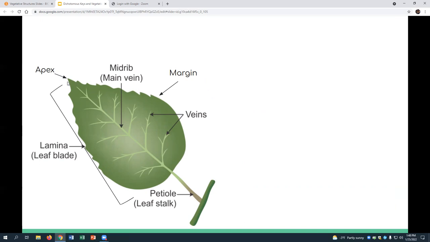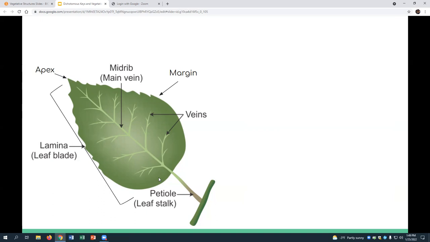So at the tippy tip of the leaf, we have the apex. Whenever we see the word apex pretty much anywhere, it really just means that whoever was looking at this thing was thinking about it as a triangle and they named the pointy bit the apex. So that's the same thing for a leaf. If we're talking about the apex of the leaf, that's the pointiest bit that sticks out furthest.